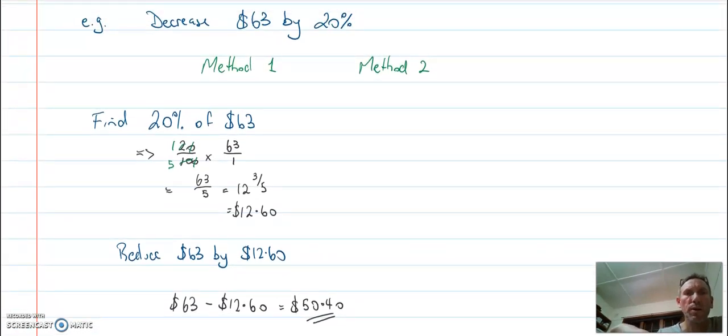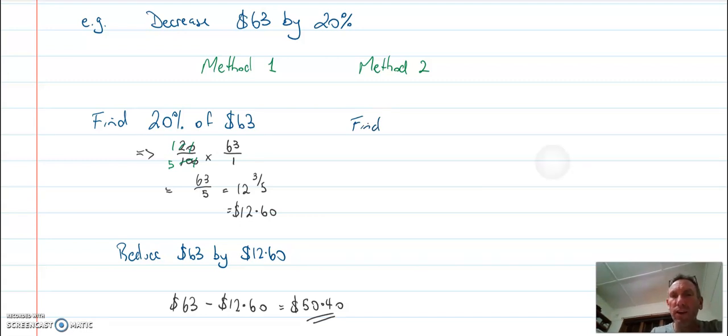Method 2. All right, method 2 just does it in one hit. Now, what's this saying? Remember, 100% of $63, no change. We want to decrease $63 by 20%. So we're stripping 20% off $63. So when we increased by 40%, we found 140% of 63. So we added on to 100. Decreasing 63 by 20% is to find what we're actually asking for here.